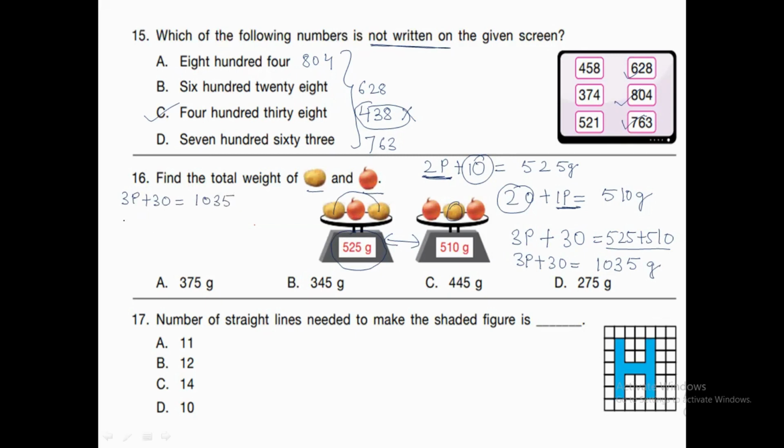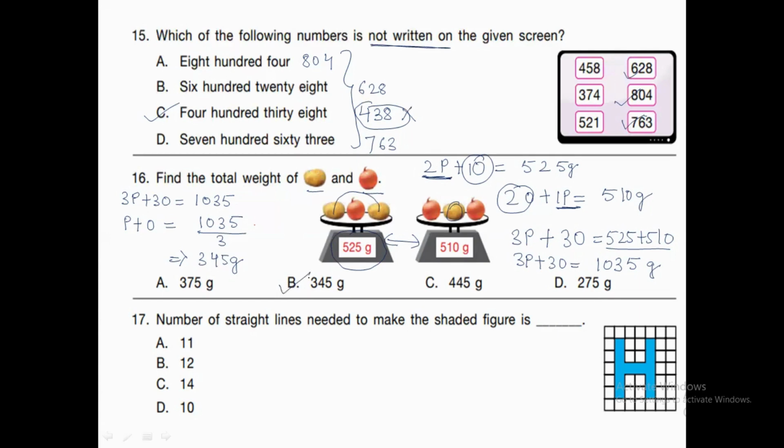So the three potatoes and three onions weigh together 1035 gram. So what will be the weight of one potato and one onion? What can we do to find out the weight of one potato and one onion together? We can divide this whole thing by 3. When we divide 1035 by 3, what are we getting? We will get 345 gram. So the weight of one potato and one onion together will be 345 gram. Understood? Okay, let's move on to the next question.